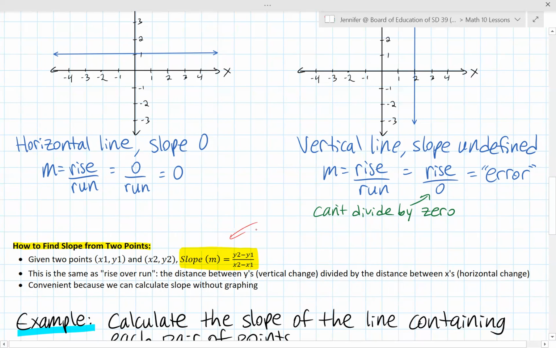So this is another formula that you need to memorize. The notation here is y2 and y1, x2 and x1. It just means if you have any 2 points, like the first one being labeled x1, y1, the second one being labeled x2, y2. That's what you would sub in here.